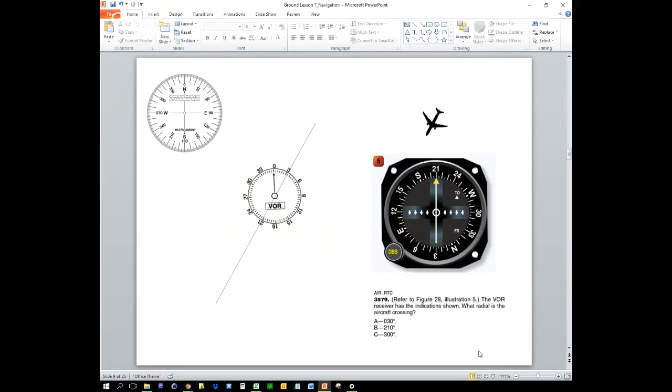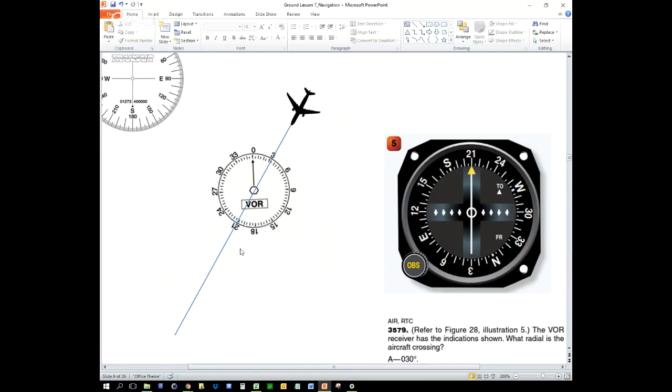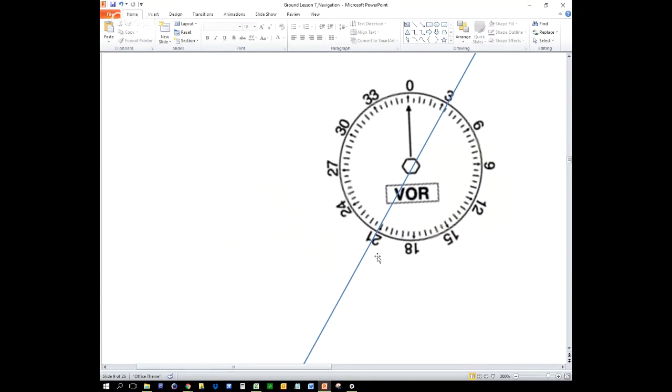Yeah, this one's kind of a trick question, but it tests the knowledge about the to from again. So let's configure the airplane. The VOR receiver says we are flying to the 210 radial. So that means that we are not on the 210 radial. We're flying to it. So the airplane's got to be right here. There's my 210 radial right there.